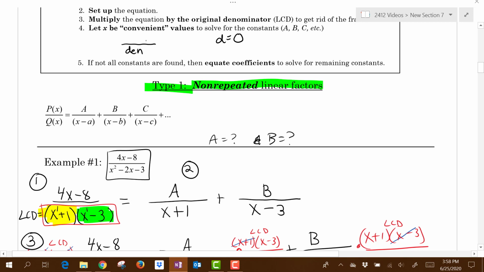Okay, the convenient x values, let's just write this out, is an x value that causes any partial fraction denominator to be 0.